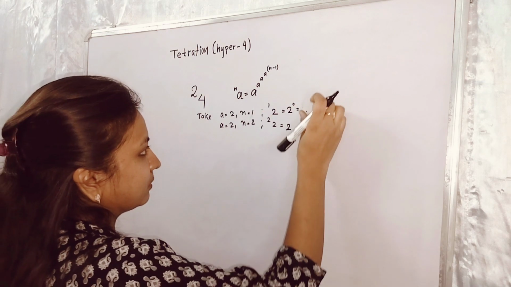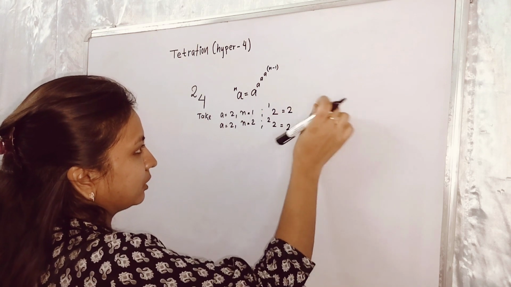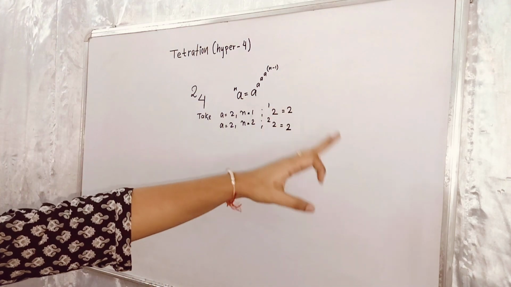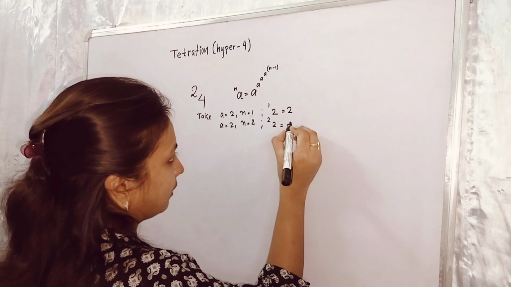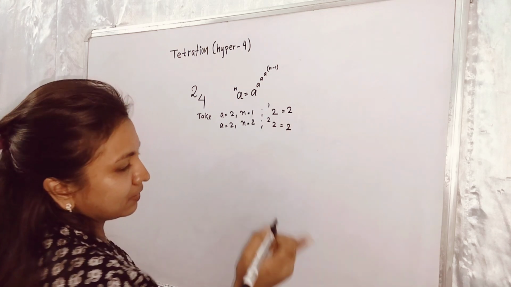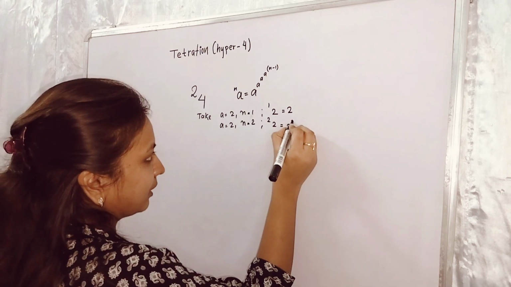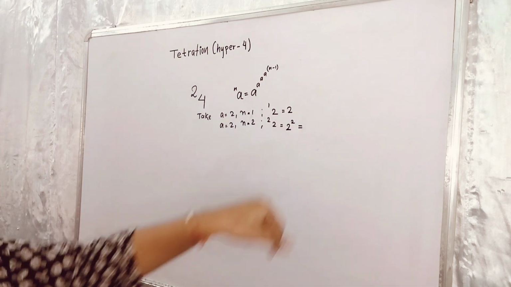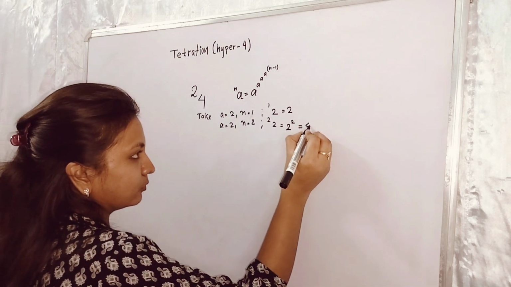Here, sorry, this will be not 1 but not 0 also. Here there will be no power, fine. That is not 0 but no power will be here, and here there will be 1 power. N minus 1 means only 1. So you will write 2 to the power 2. So only once you will write 2, fine. And 2 to the power 2 is 4.